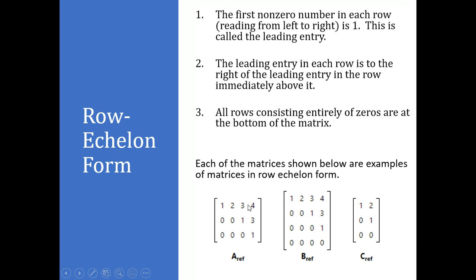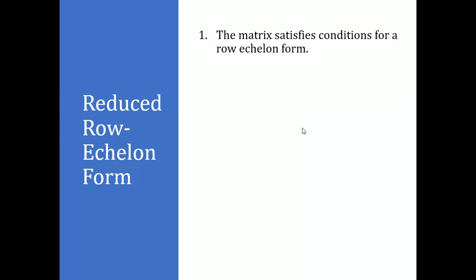The other thing to also look at is that if you take a look at your leading entries, which are ones, there will be a 0 at the bottom of them for row echelon form. So look at this one. There's a 1, there's 0 at the bottom, 1, 0 at the bottom, 1, 0 at the bottom for all leading entries of 1. Let's take a look now at reduced row echelon form.